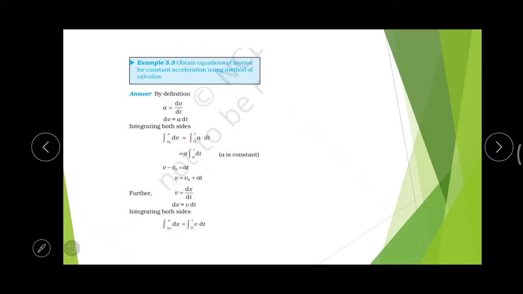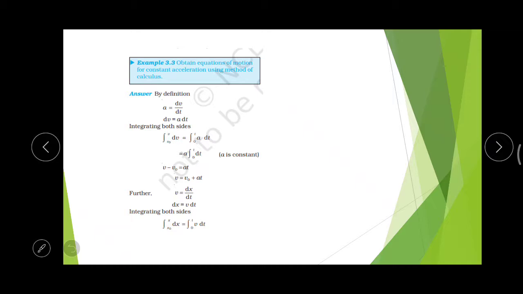So this is also one of the important questions, but as you are not much familiar with differentiation and integration, just listen carefully. As we know, the instantaneous acceleration a can be obtained by using the equation a is equal to dv by dt.